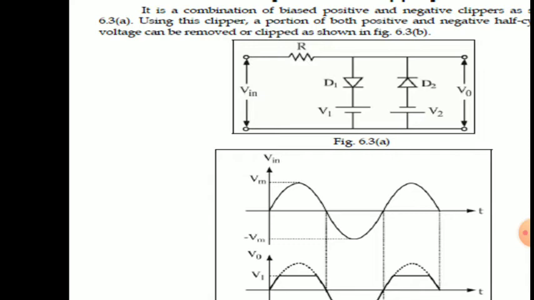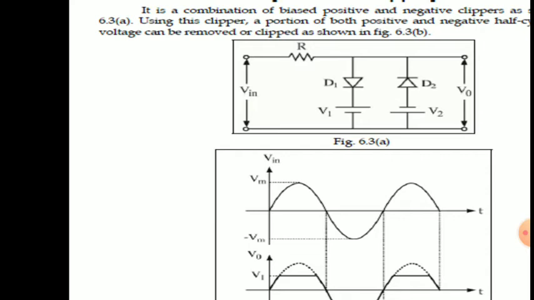VP is equal to V input, which is less than V1. But the VN, the voltage at the negative terminal, is equal to plus V1. So the relative voltage is greater at the negative terminal, and for the negative terminal we are applying the positive. So what happens? It will be reverse bias, so there will be an open circuit. The diode will be an open circuit.